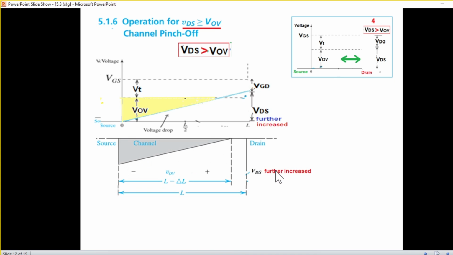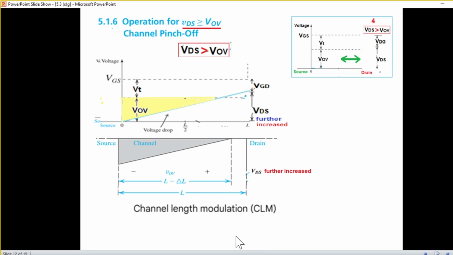Now if you compare with the earlier diagrams, earlier the end point was here. Now it has gone towards the left, or toward the source side. That means the length has reduced. The length of the channel was L, it has now reduced to L minus delta L. Now this phenomenon has another name. It's called channel length modulation. So when channel length is reduced with the increase in VDS, then it is called channel length modulation. And we'll be using this in the example that we solved.